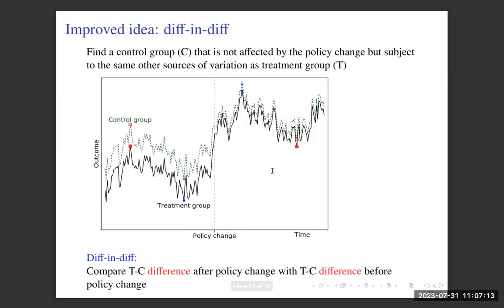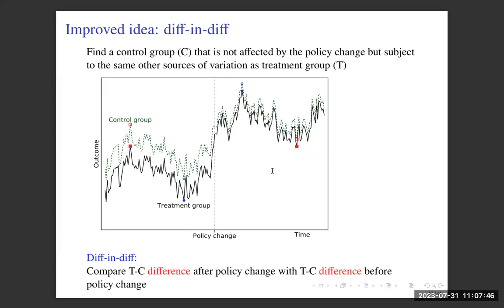And so what diff-in-diff does is it finds a control group that is not affected by the policy change, but that is subject to the same other sources of variation as the treatment group. So they're also subject to the trend and the business cycle and stuff, but not to this particular policy change. And that might be people in a different state, or a different subpopulation of the same population, or even a different country.